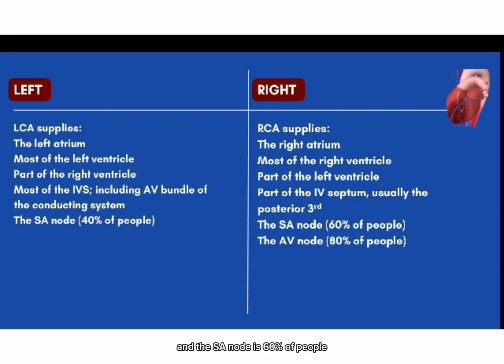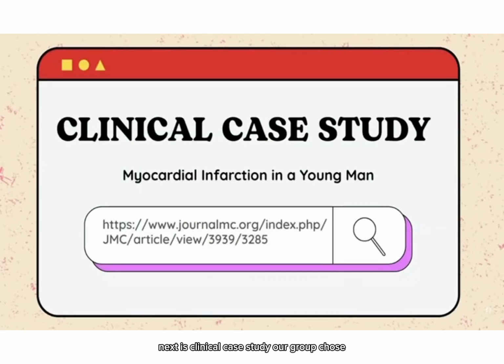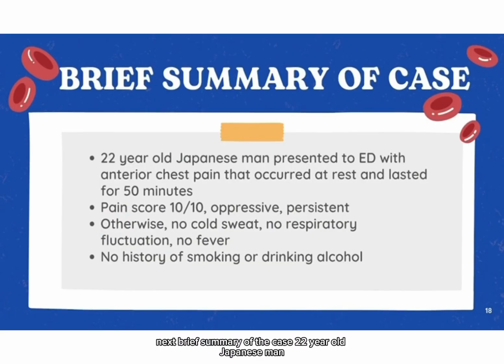And the SA node is in 60% of people, and the AV node is in 80% of people. Next is the clinical case study. Our group chose an article about myocardial infarction in a young man. Next, a brief summary of the case.